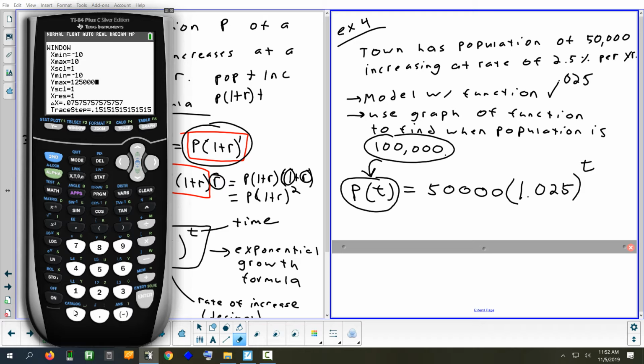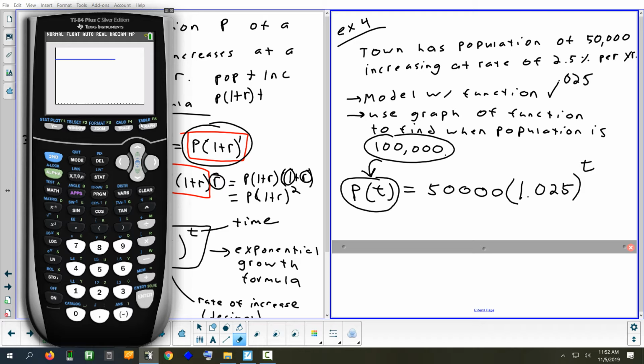Do negative values for x make sense? No. X, or t, is time. I don't know how many years it's going to take. I'm going to guess that this happens within 30 years. Maybe it happens a lot sooner. Let's hit graph and see what we got.